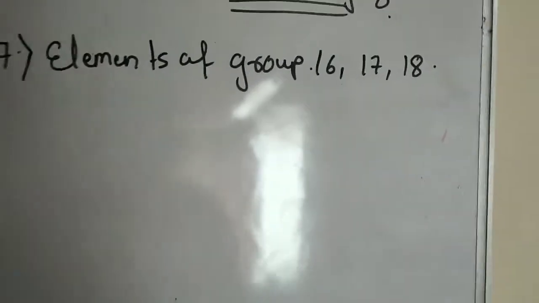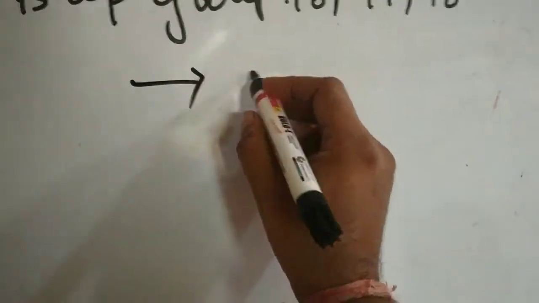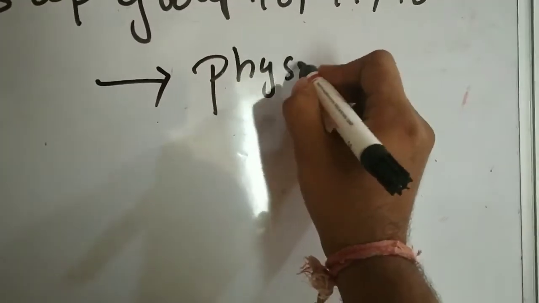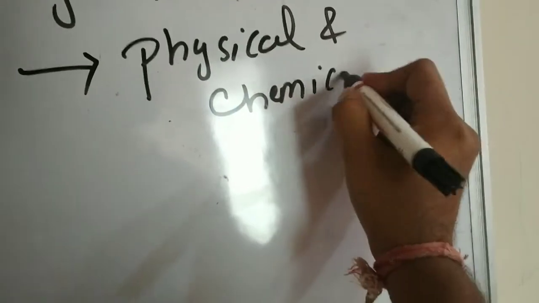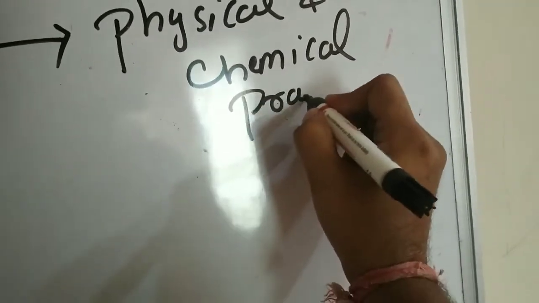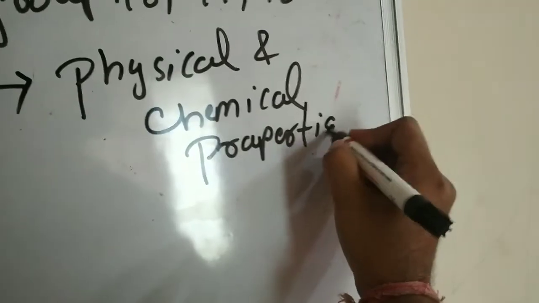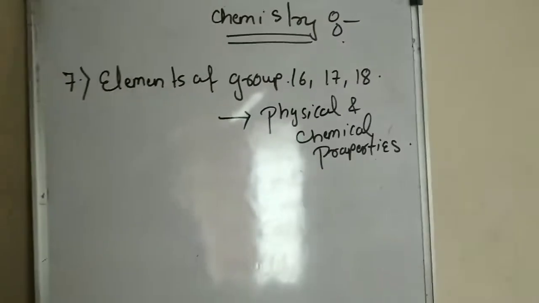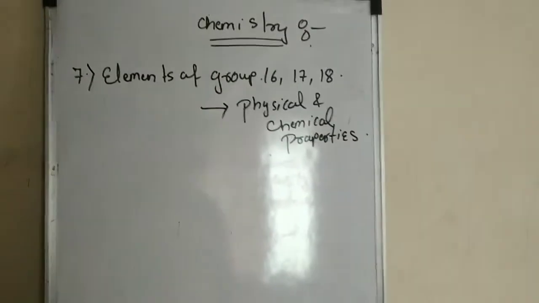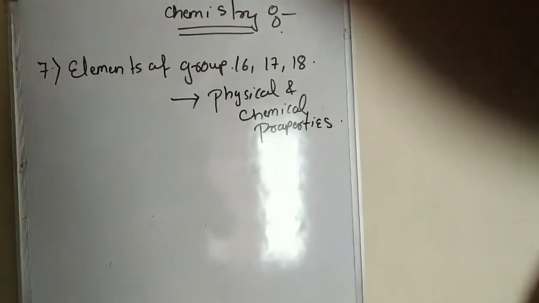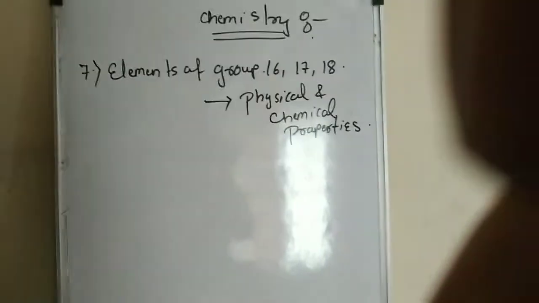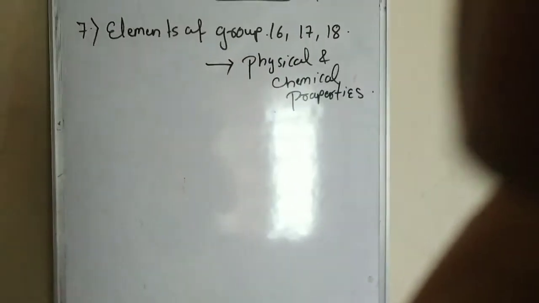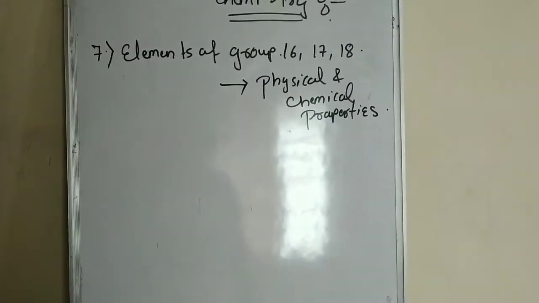And one more important thing we are going to learn in this chapter is the physical and chemical properties, physical and their chemical properties. This is what I am going to teach you in this particular chapter, elements of group 16, 17 and 18. That is why this becomes a very, very important chapter as far as your board exam is concerned.